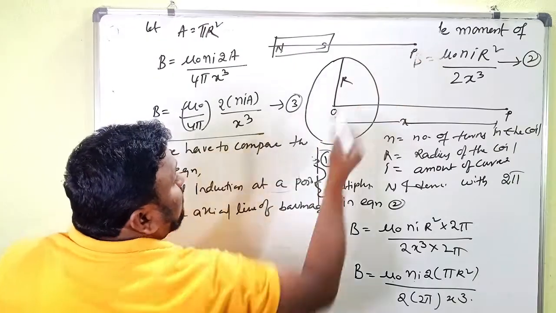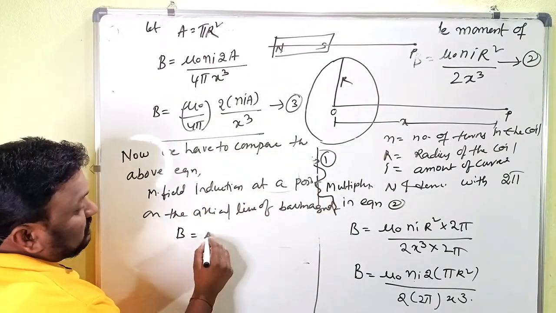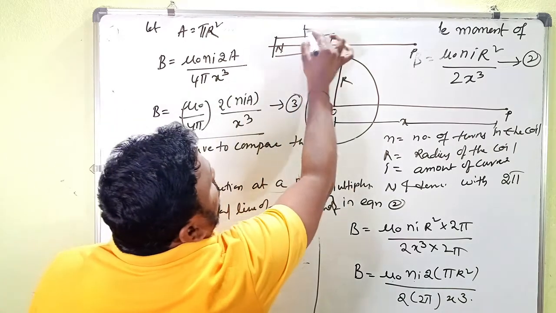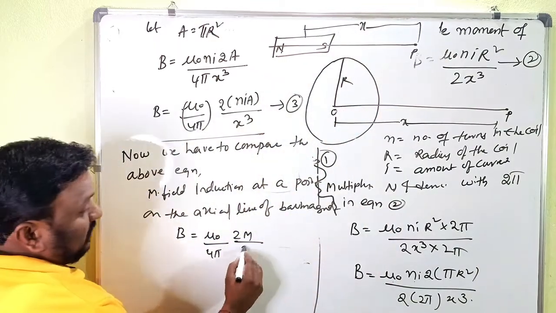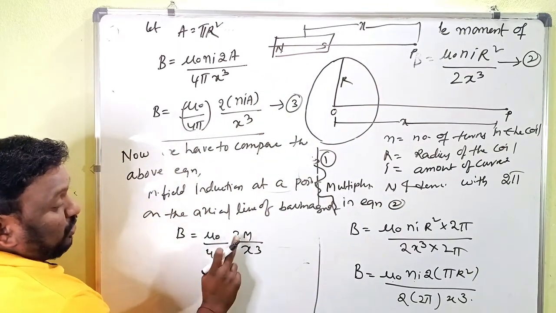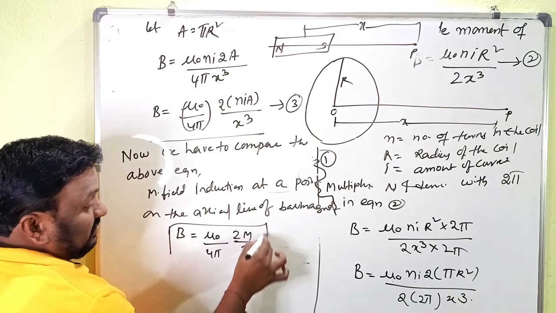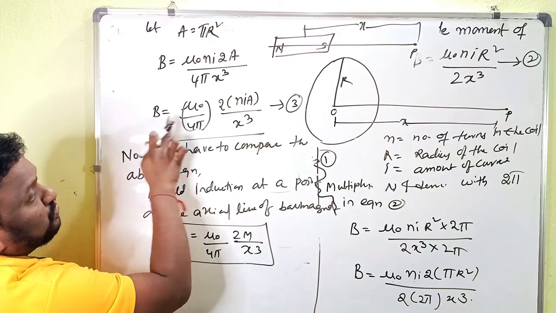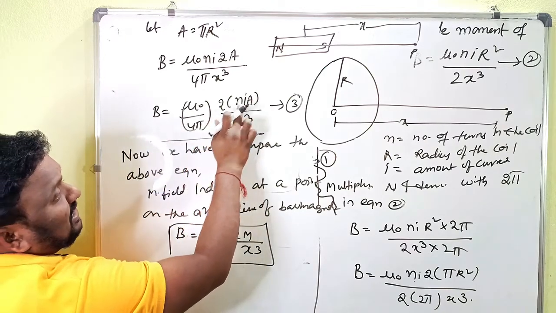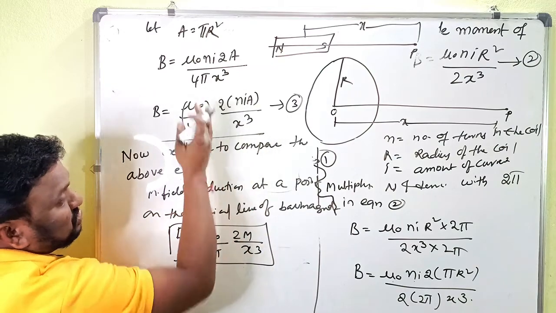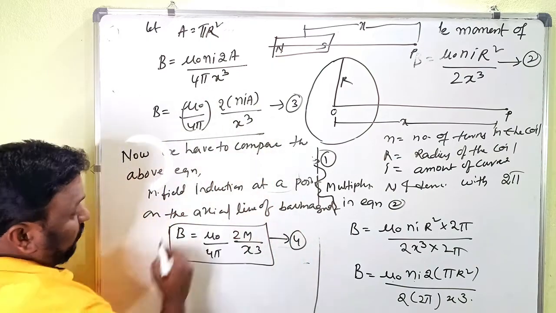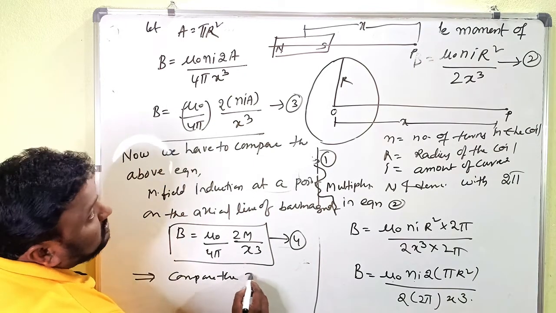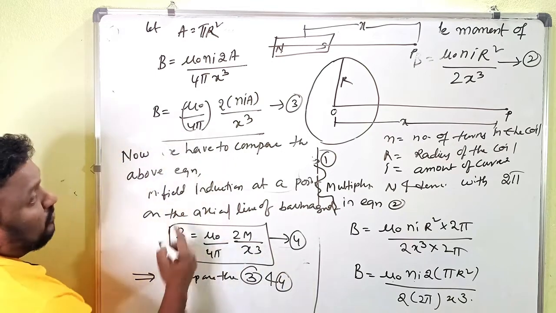Then at that point the magnetic induction is given by the formula B is equals to mu naught by 4 pi into 2m by x cube, where the distance taken is also x. And this is B is equals to mu naught by 4 pi into 2 of n I A by x cube. Equation number 4 is there. Now we have to compare these two, equations 3 and 4. Then what are children?